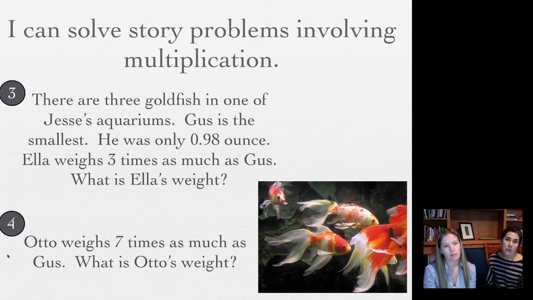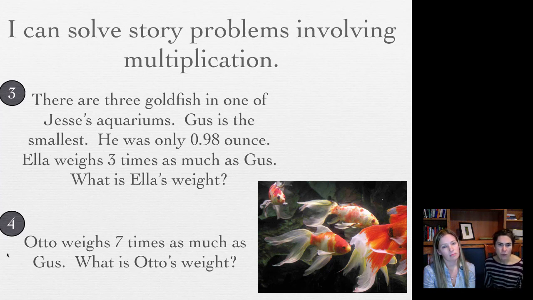So label these in your notebook, numbers 3 and 4. Number 3, I'll just read it out for you at least. It says there are 3 goldfish in one of Jesse's aquariums. Gus is the smallest. He weighs only 98 hundredths of an ounce. Ella weighs 3 times as much as Gus. So what is Ella's weight? Think about what you're going to do there. Set up that problem and solve.